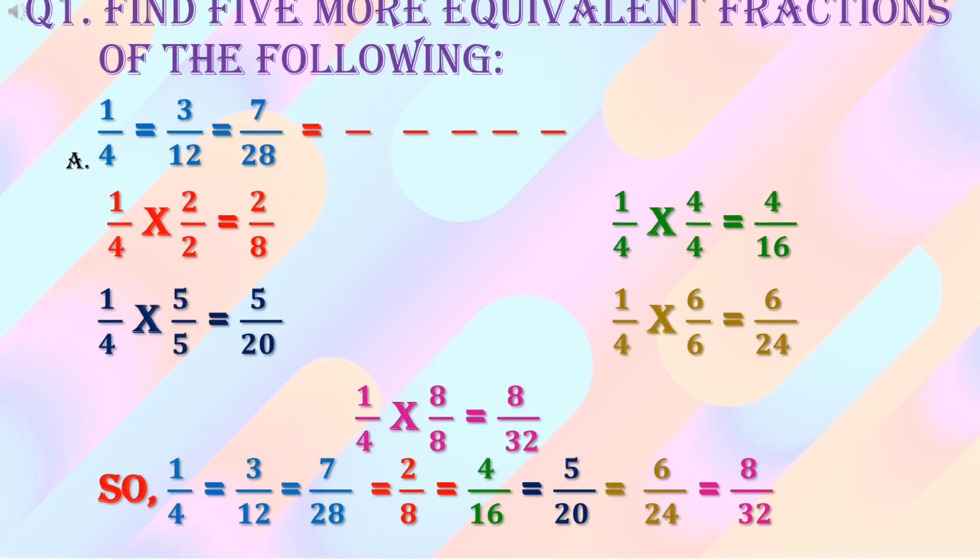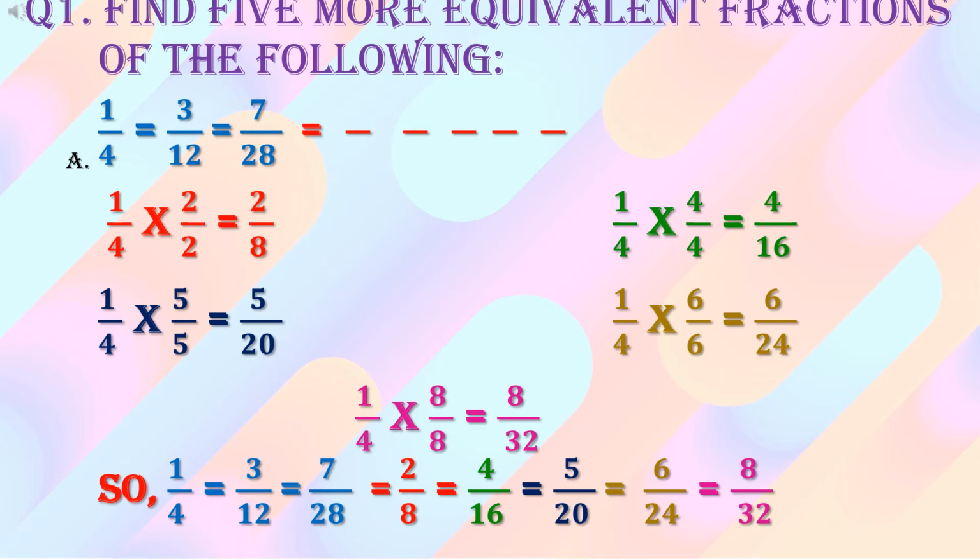Let's try to solve the first question of exercise 7C. Our question is, find 5 more equivalent fractions of the following. And I am taking the example 1/4 is equal to 3/12 is equal to 7/28. These all are equivalent fractions and we need to find out 5 more equivalent fractions of this. For this, we will multiply 1/4 by different numbers.